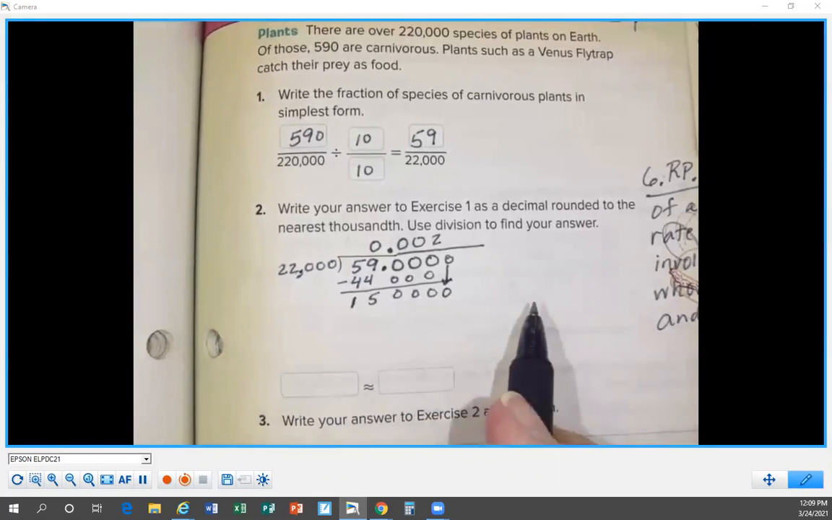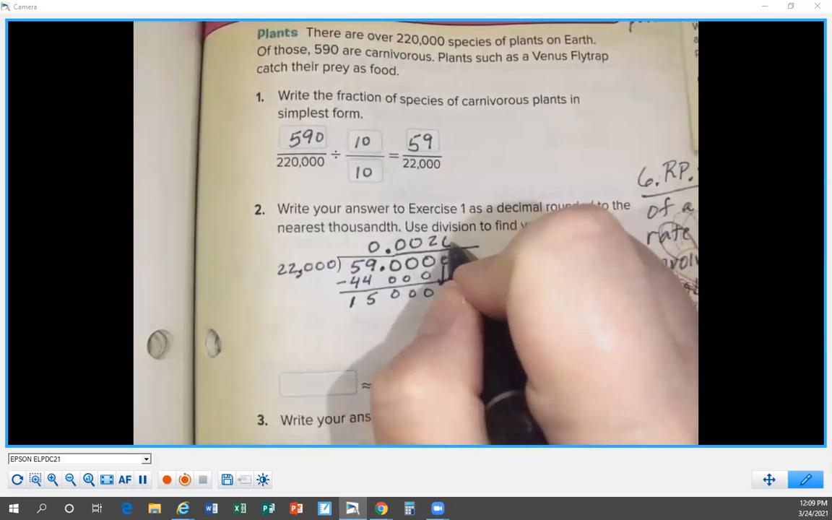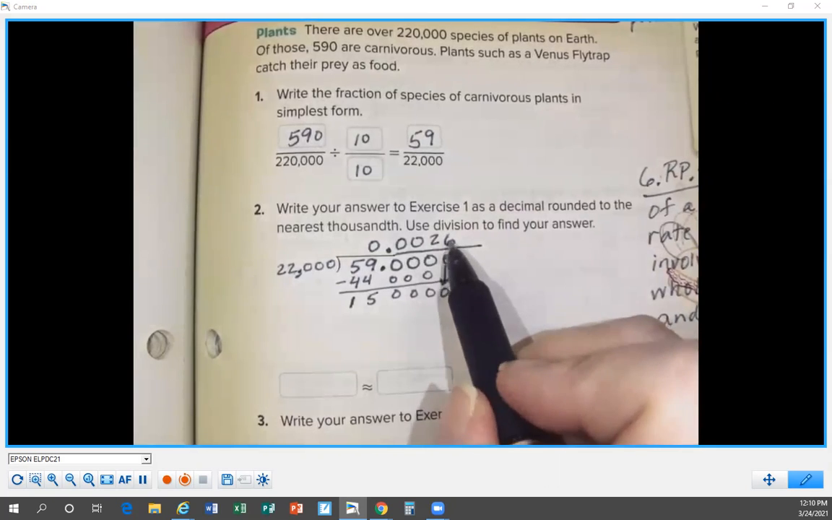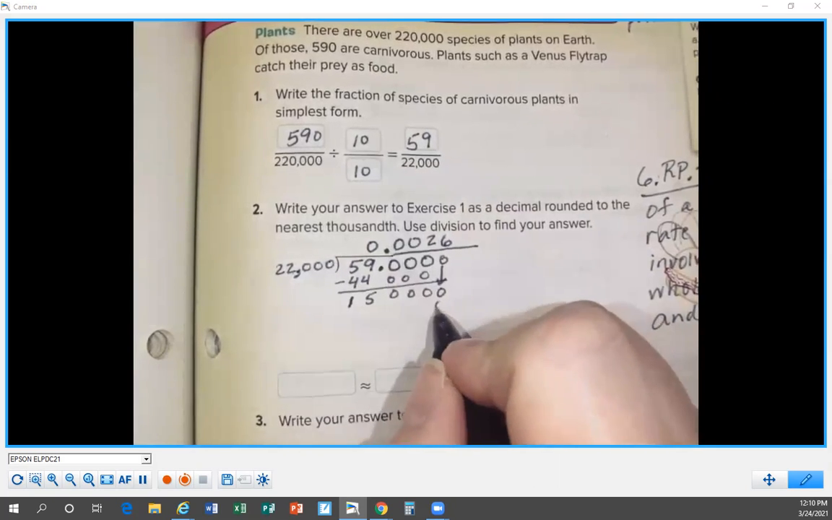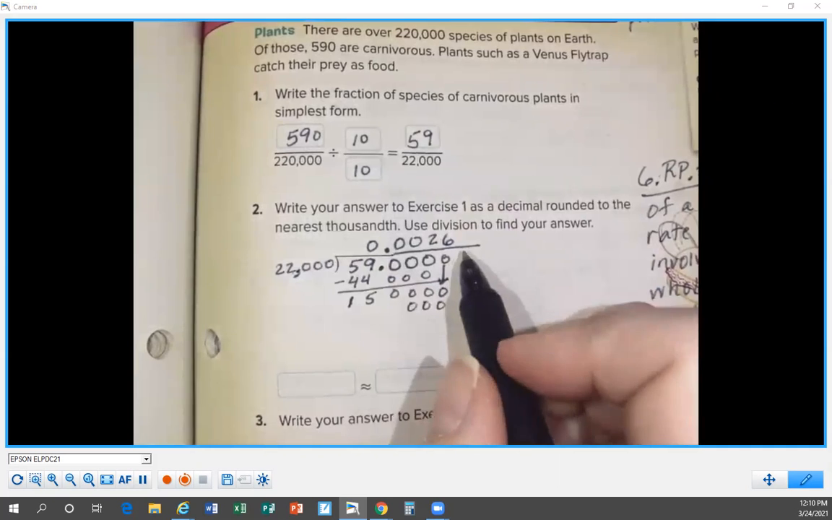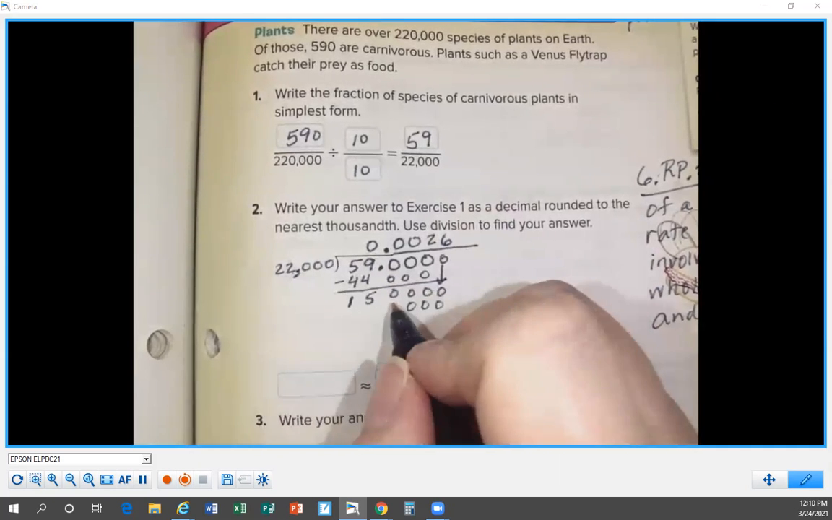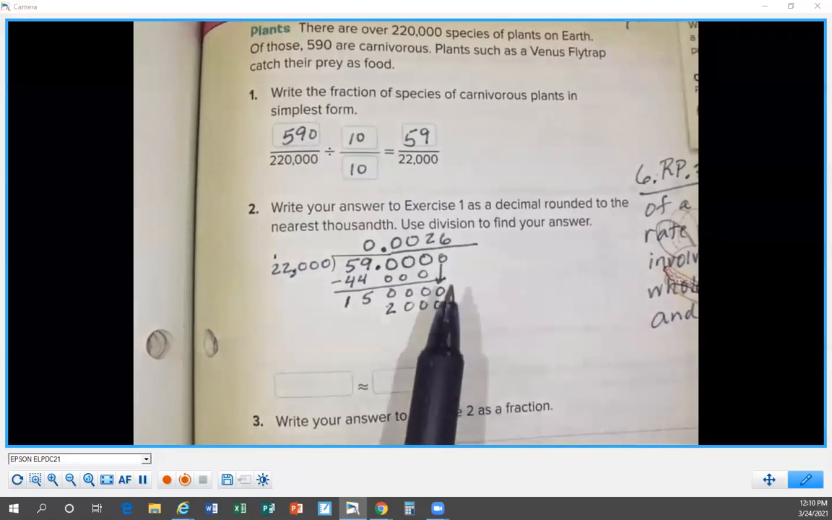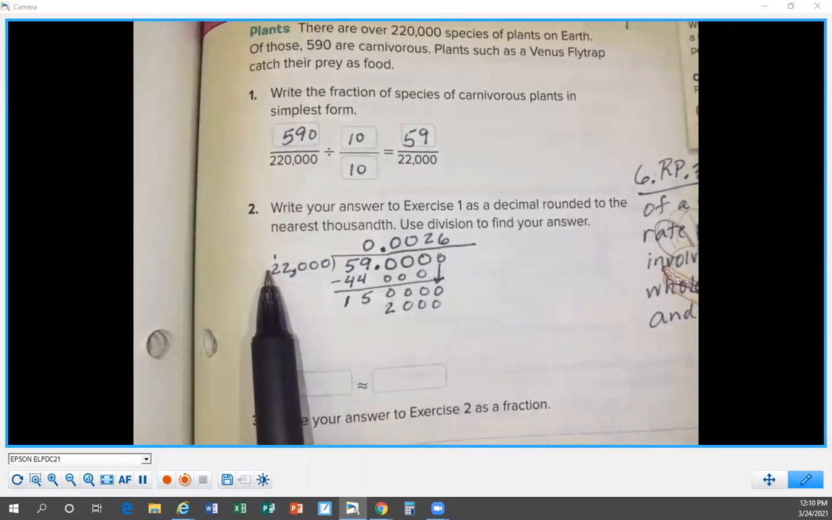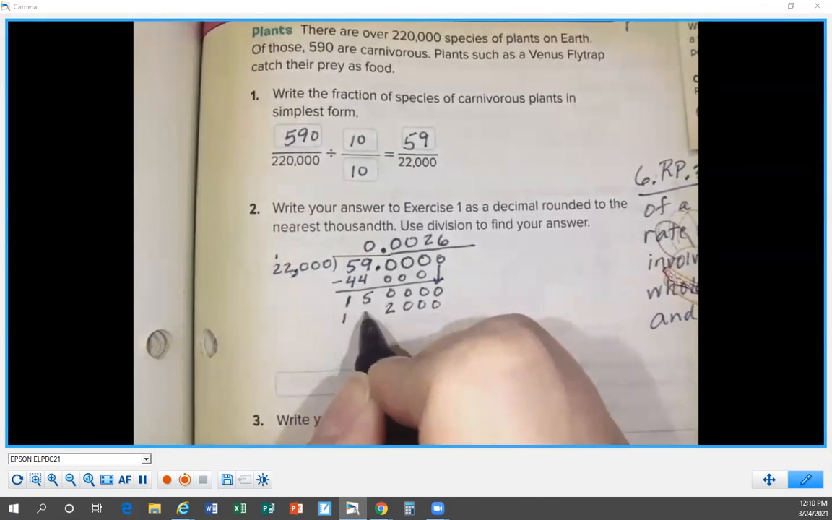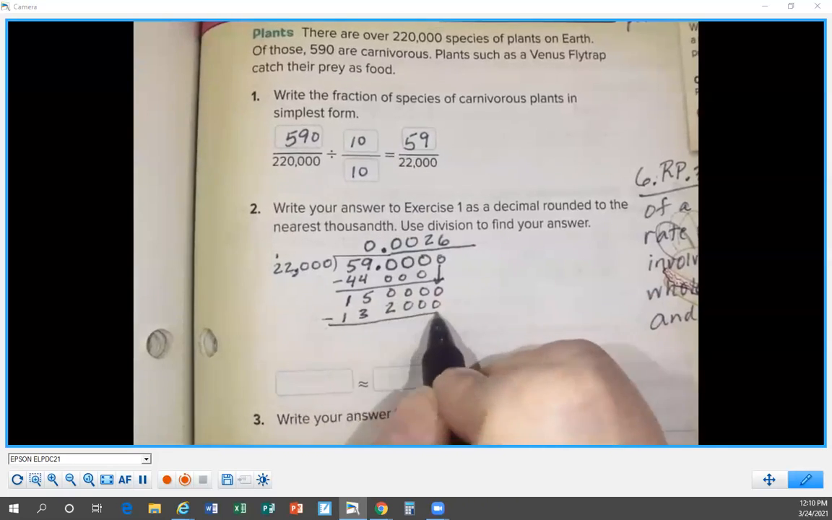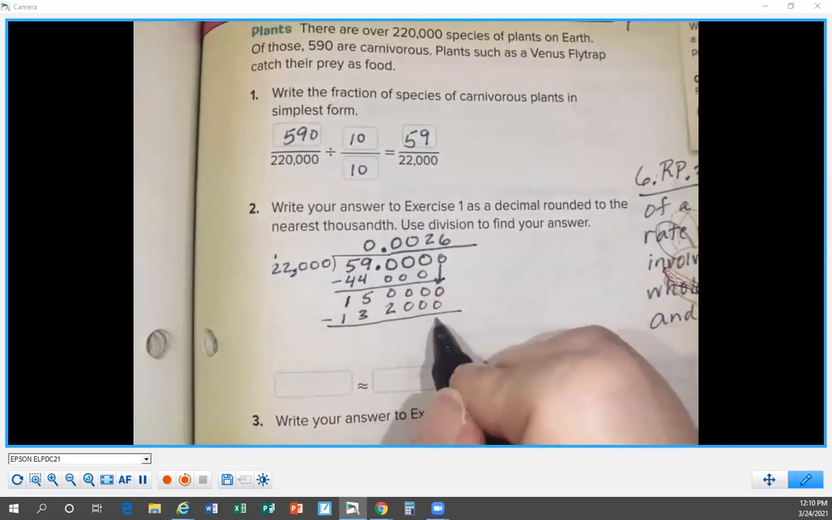I'd say about 6 or 7. Let's try a 6, I think. So 6 times the 3 zeros, or 3 zeros here. 6 times 2 is 12. Write the 2 underneath that 0. Carry the 1. 6 times 2 is 12, plus the 1 we carried is 13. So then we subtract 150,000 minus 132,000.